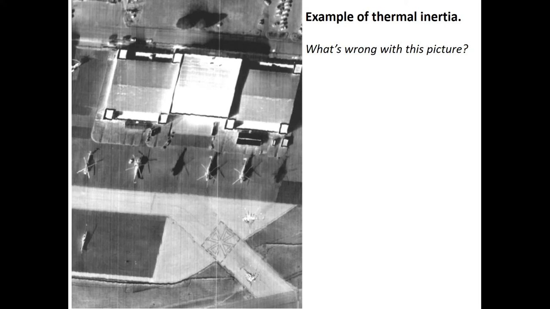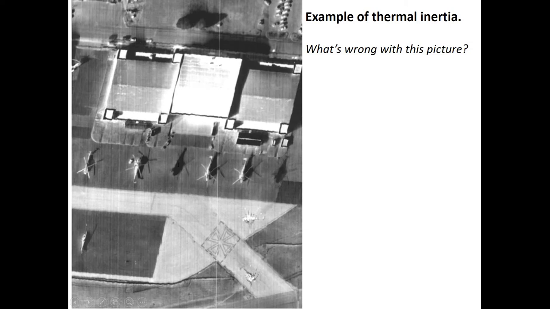So I love this example, the best ever example of thermal inertia. This is a thermal image, so it's collected in an infrared band, so it's more sensitive to emitted heat energy than it is to reflected solar energy. And what do you see in this image? 1, 2, 3, 4, 5 helicopters. Wait, there's no helicopter here. The only thing remaining is the shadow of the helicopter.